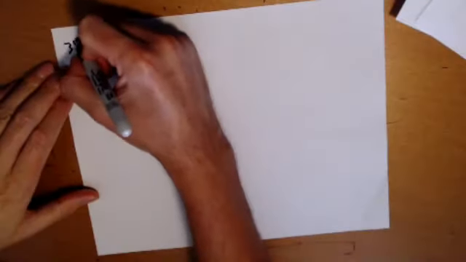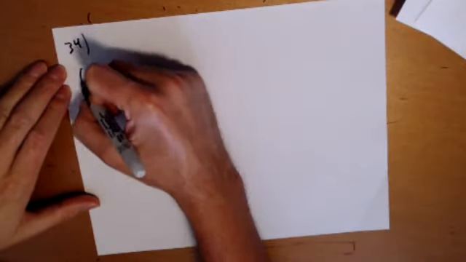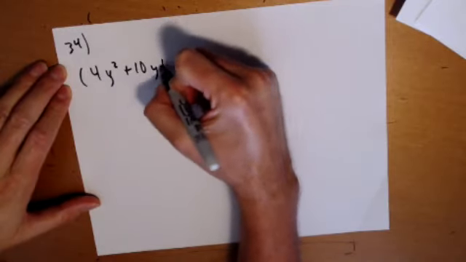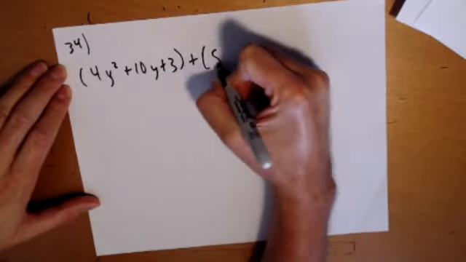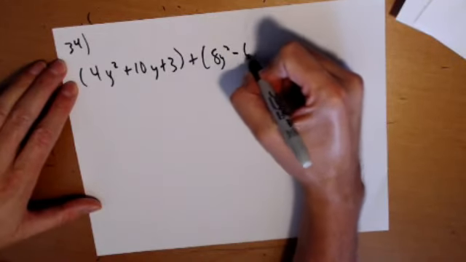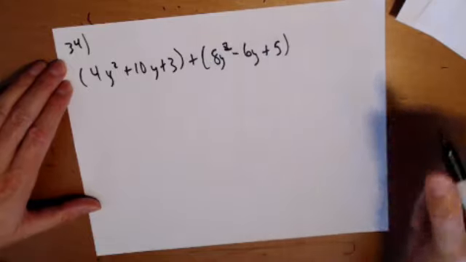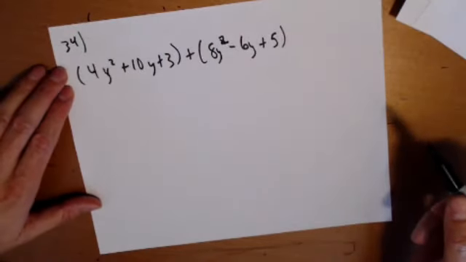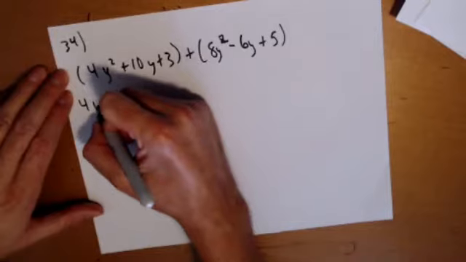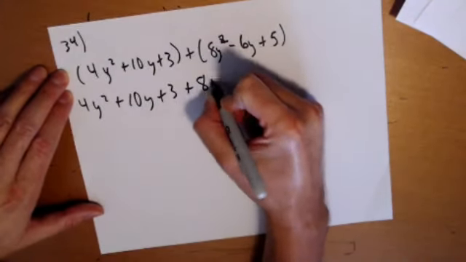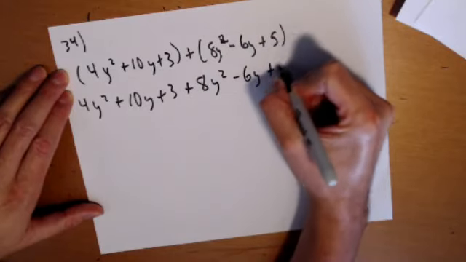Okay, let us try 34. So I'm hoping these are pretty straightforward, folks. 4y squared plus 10y plus 3 plus 8y squared minus 6y plus 5. A couple ways you could do this. Maybe just get rid of the parentheses. 4y squared plus 10y plus 3 plus 8y squared minus 6y plus 5.